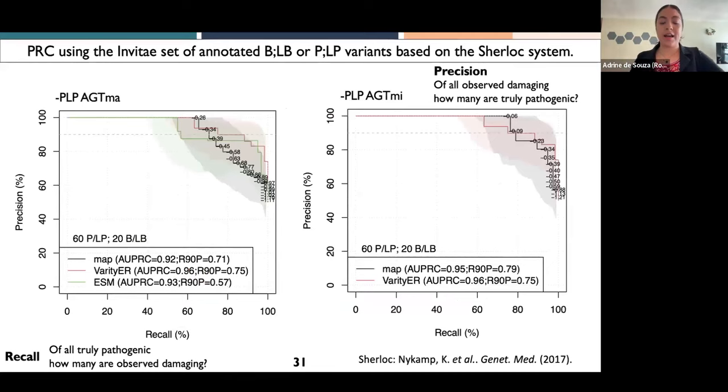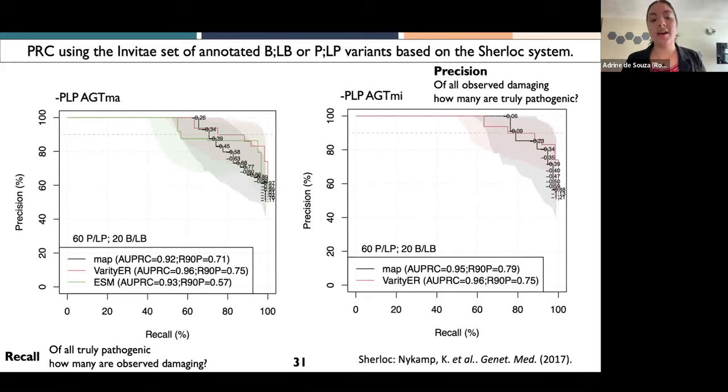Here, another analysis is the precision recall curve of the maps, with our scores in black, Varity, which I mentioned was the second best predictor, in red, and I even did analysis with ESM1b, the green lines. In the left panel, I have the precision recall curve for the wild type background, and in the right panel the same for the minor allele, where I haven't used ESM1b yet. The important thing is that we are using as the reference set the same Invitae pathogenic and benign annotated variants.